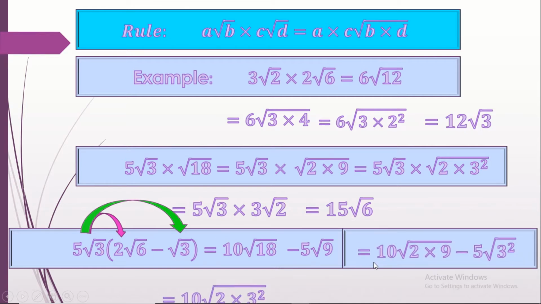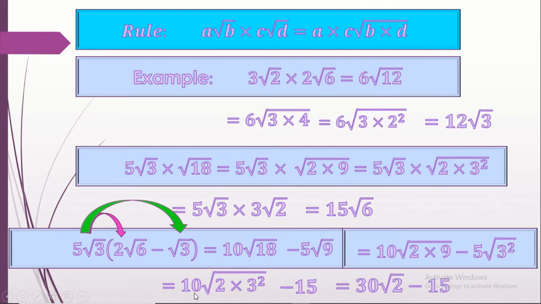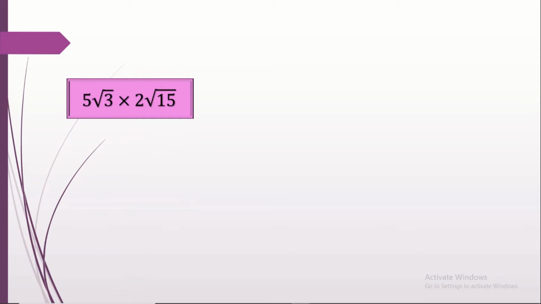So we can write them as 10 radical 2 times 3 squared minus 5 radical 3 squared. Here radical 3 squared is 3. 3 times 5, it gives us 15. Now here also 3 squared. 3 we can write it outside the radical. Square cancels radical. 3 times 10 is 30. So it's 30 radical 2 minus 15. Sure, we cannot simplify further. Note that we can also multiply directly.